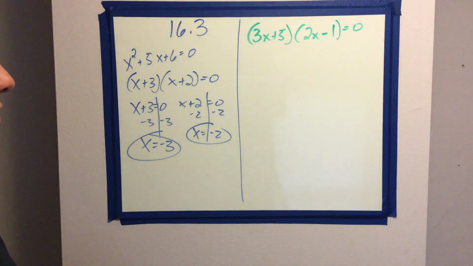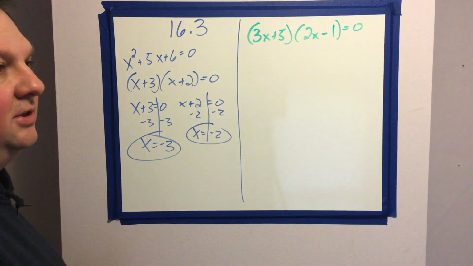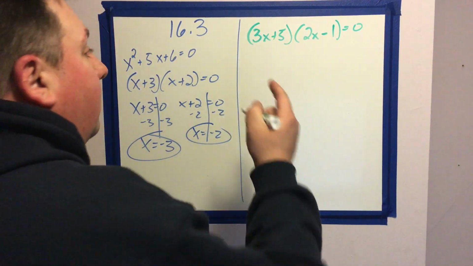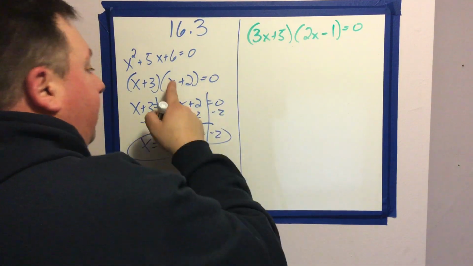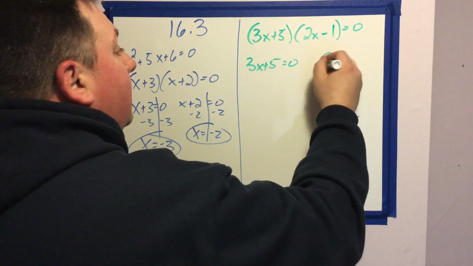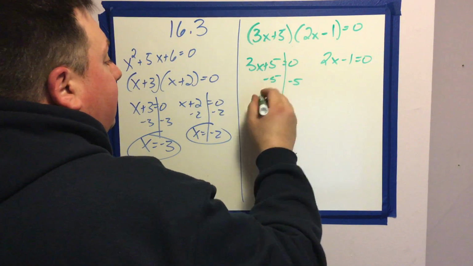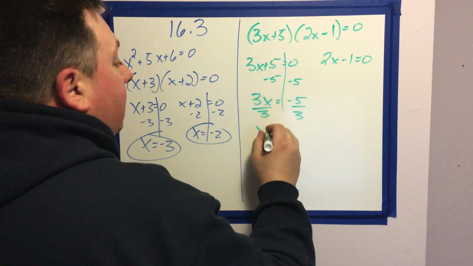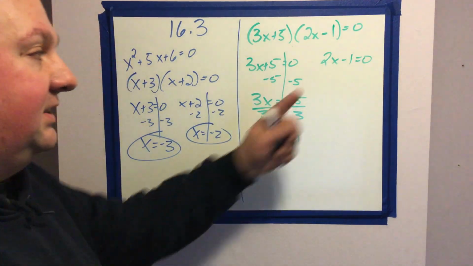Now the only new thing that's going to happen here is we're going to have that ax squared. So this is going to be the harder factoring and using your ACB charts. If you had it factored just like this, it's going to be the same process as before. You're going to have 3x plus 5 equals 0, 2x minus 1 equals 0. So we're going to subtract 5 from both sides and divide by 3: negative 5/3. Then same thing on this side.